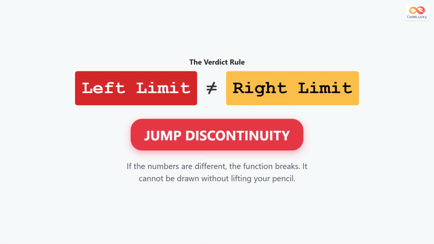So the general rule is simple. Compare your two results. If the left limit is not equal to the right limit, you have a jump discontinuity. This confirms that to draw the graph, you would literally have to lift your pencil to jump from one height to the other.